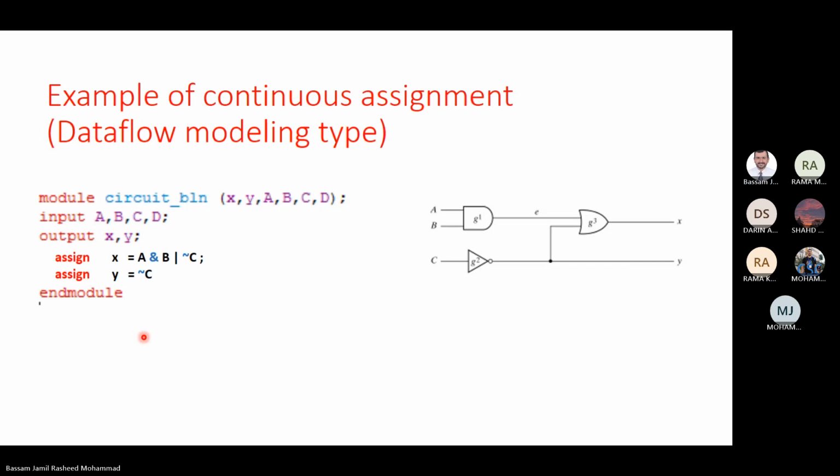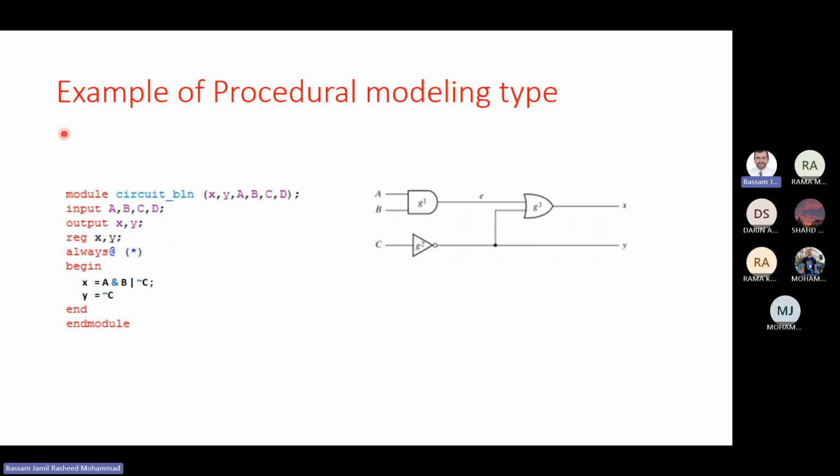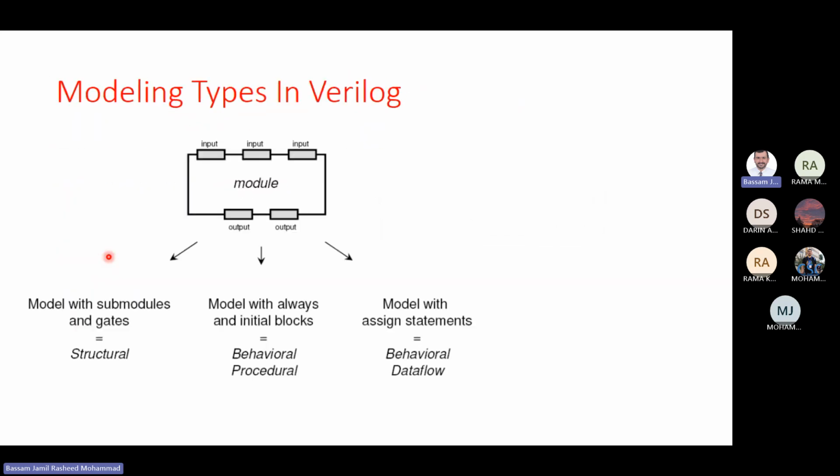So this is what type of modeling? Data flow. Now, I can have a third type, which is behavioral procedural, where I use the always block notation. Not assign, but always at, and then we describe the equation. So these are the three. If we go back here, this is instantiation of gates, the structural; the behavioral data flow is using the assign statement; and the behavioral procedural is using the always block.